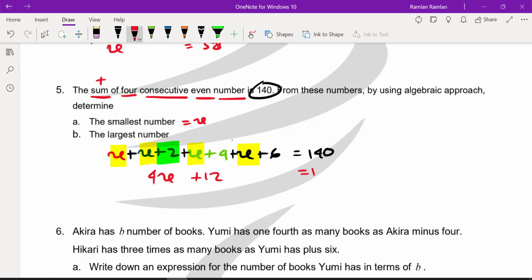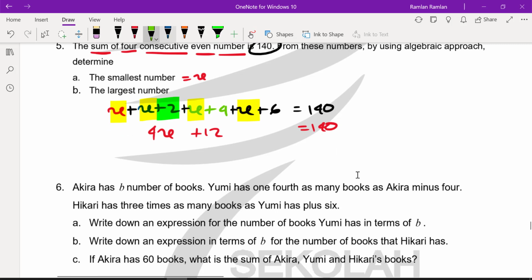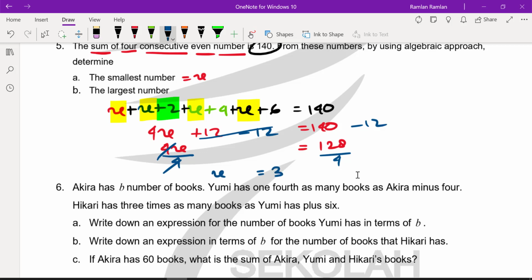And equals 140. Then you can do the same thing as before, just solve this equation. I'm going to subtract both sides by 12, and this is gone. So you only have 4x on the left side of the equal sign, and you get 128 on the right side. Then divide everything by 4, so this is gone. So x is going to be equal to 32, right? Which means that the smallest number is 32.